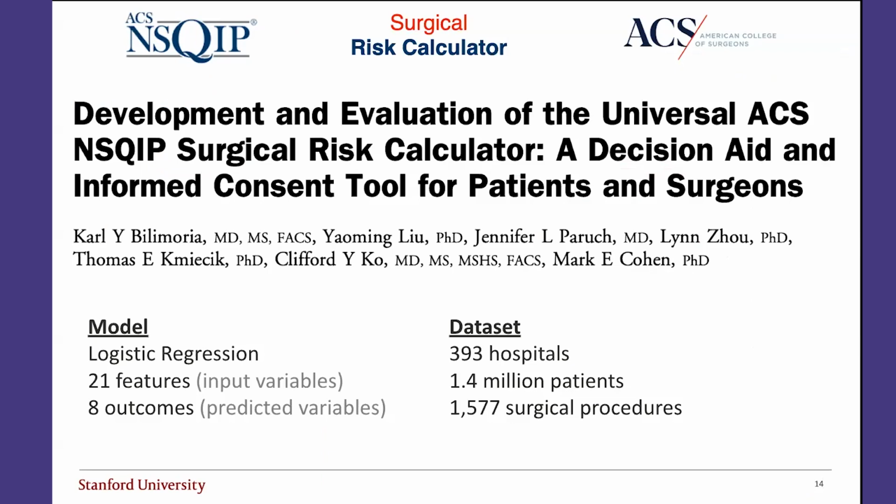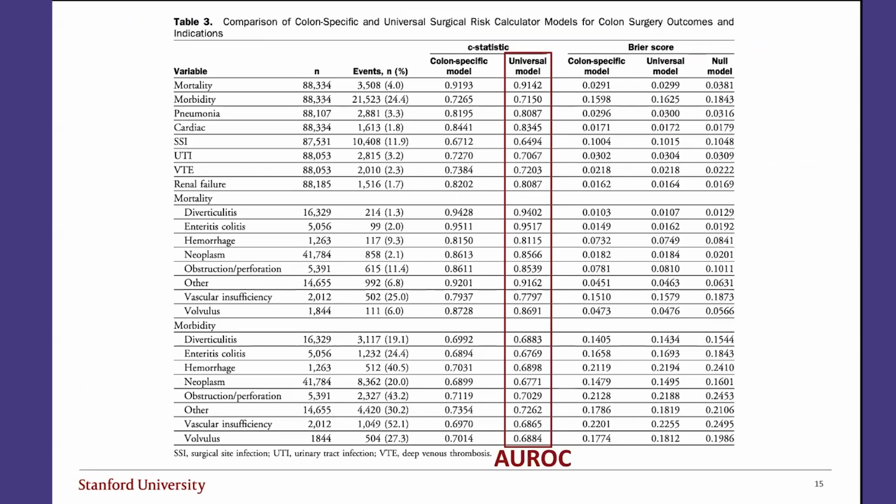So the application backing it is a logistic regression model. The input is 21 features, and initially it predicted 8 outcomes. It is powered with a model that has learned from a huge data set. So 400 hospitals in the US, 1.4 million patients, and many different surgical procedures.